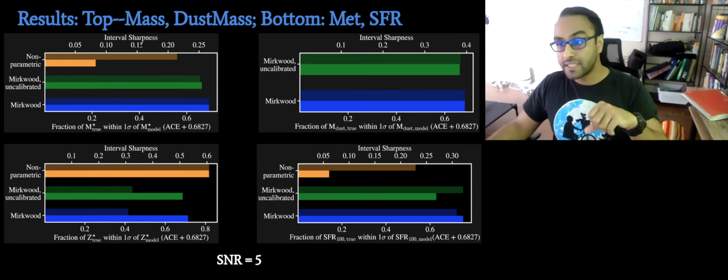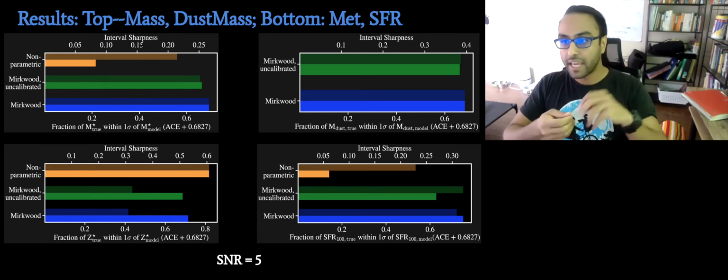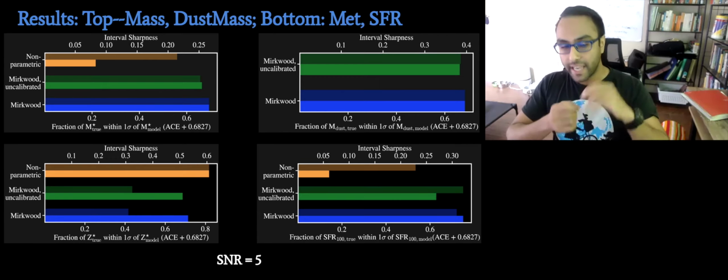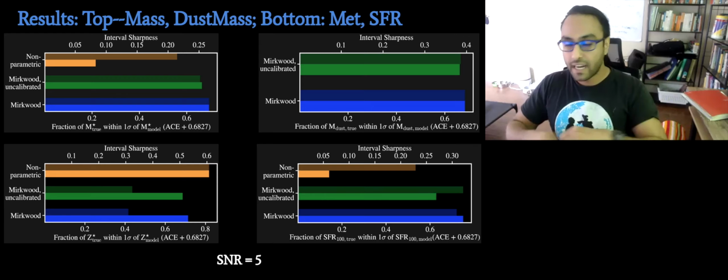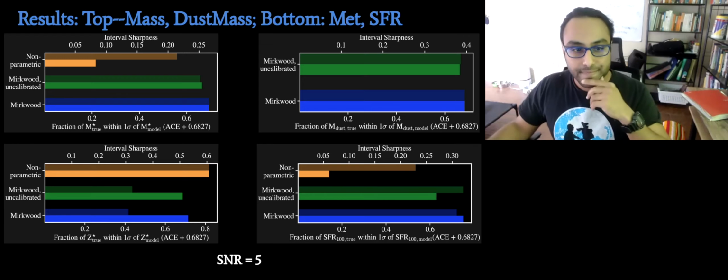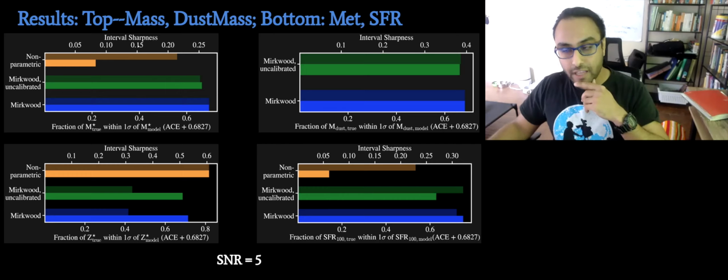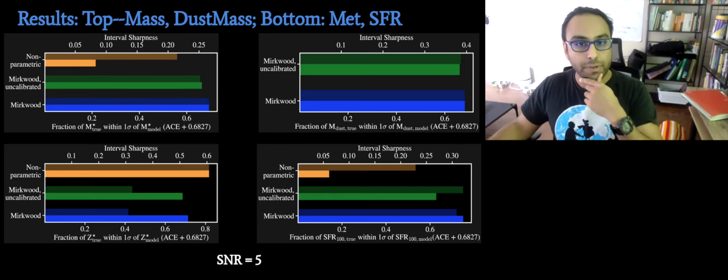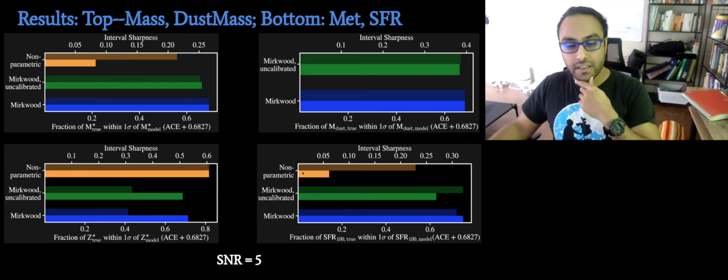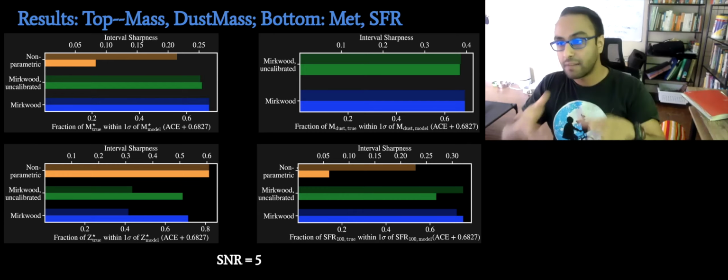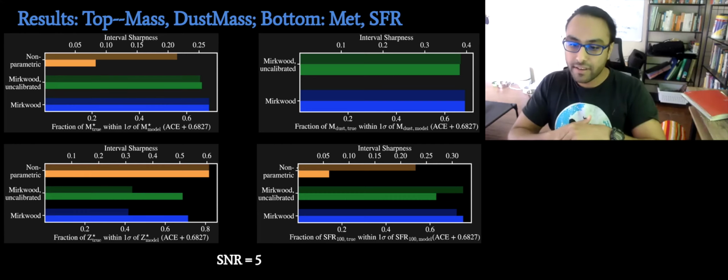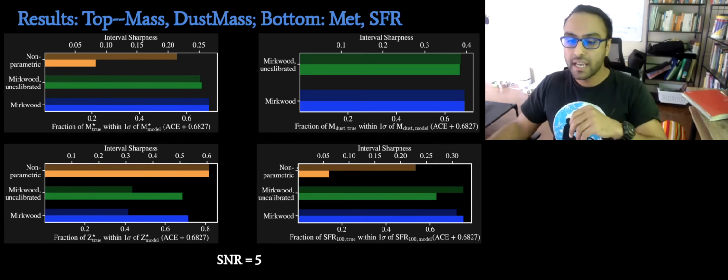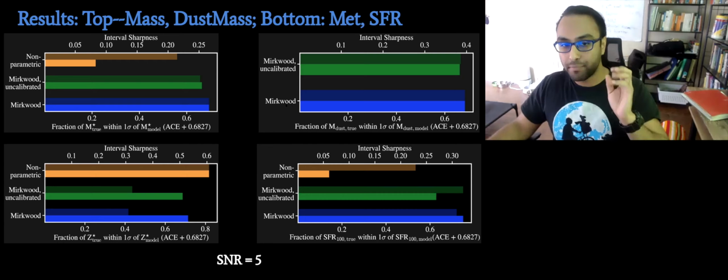And the second is interval sharpness, which says that the model cannot achieve this goal by trivially expanding all error bars to infinity. The error bars should still be tight. Both of these values should be as high as possible. And here we show that our values beat the traditional non-parametric SED fitting method by a significant amount. And that there is a benefit to calibration if you compare Mirkwood uncalibrated with Mirkwood calibrated.